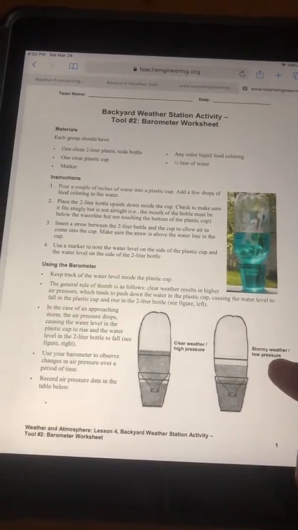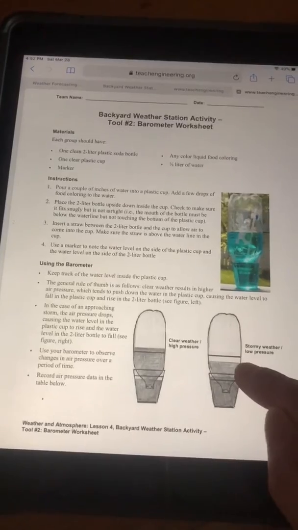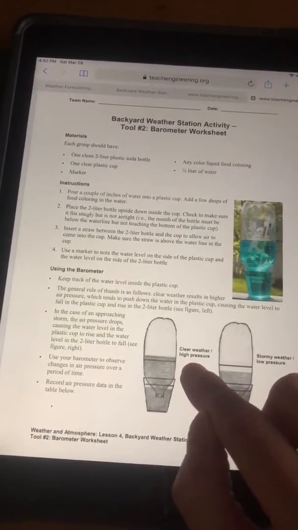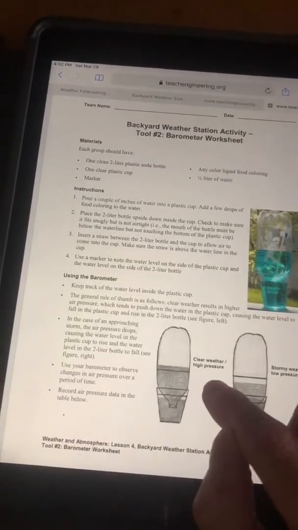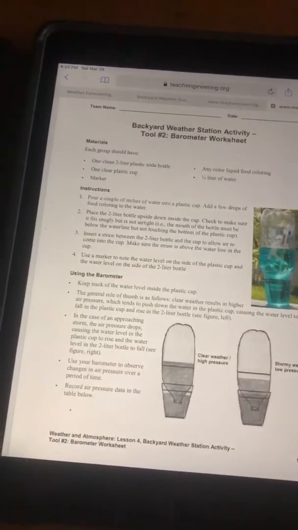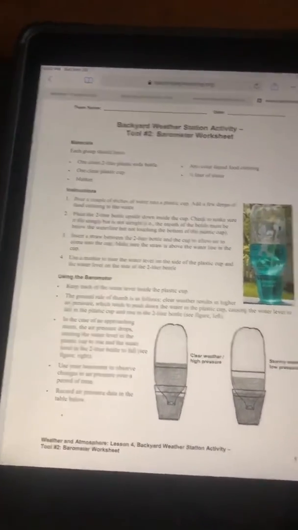Pay attention to this. Stormy weather, low pressure, look at that. The water is under the line. Clear weather, sunny weather, high pressure. Remember, high pressure is happy weather. You have that water going over the water line. So we'll be able to find out something here.